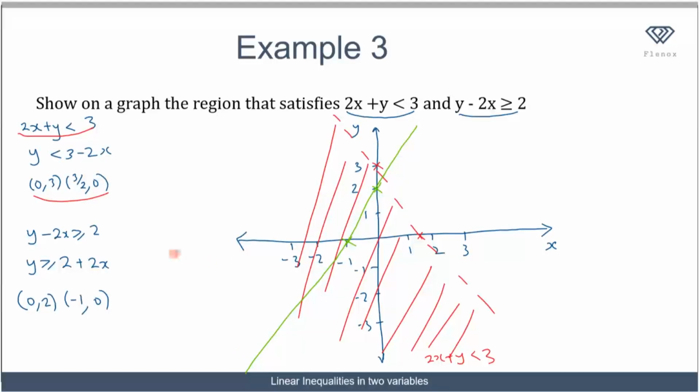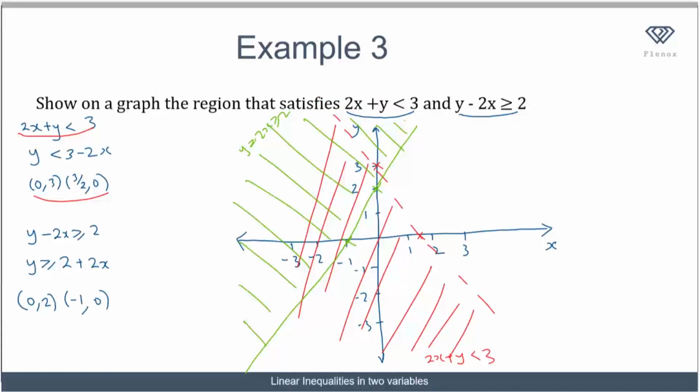And now I'm told that the value of y is greater than or equals to. So what does it mean? It means that it lies above this line. So all the region here that lies above this line will represent that, which includes all this shaded region over here. So this shaded region represents y minus 2x being greater than or equals to 2.